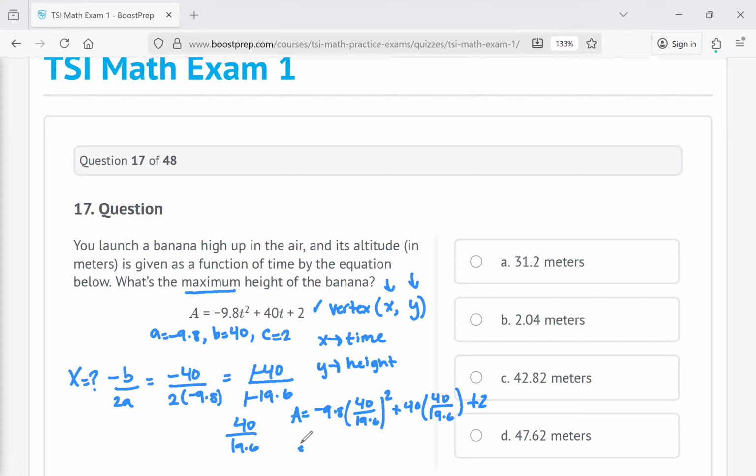Let me put this in the calculator and get my answer. Okay, so when I put it in the calculator, I get 42.816. So it looks like it's C, because they rounded to 2 decimals, so it's really 42.82. Okay, so that's how you would solve this vertex problem. 42.82 would be the maximum height.